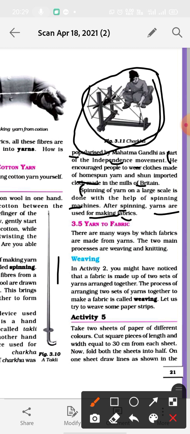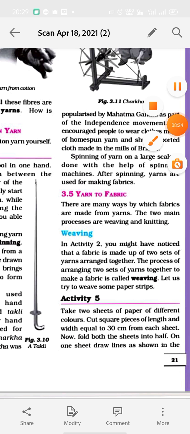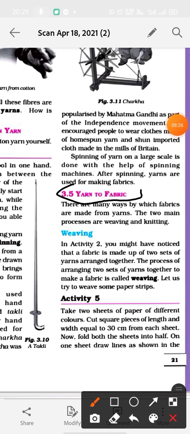Okay, so I hope you all understood well. Okay, so now next process is yarn to fabric. Now we'll see how the yarn is made into fabric. So this we'll study in the last class of this chapter, that how yarn is converted into fabric.